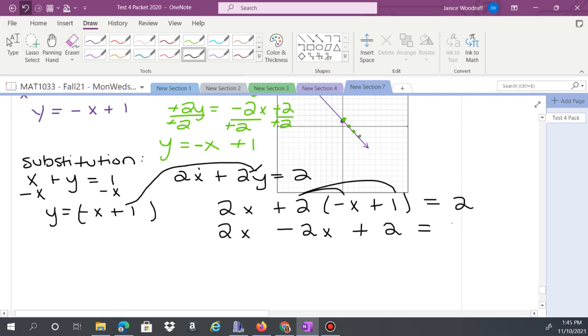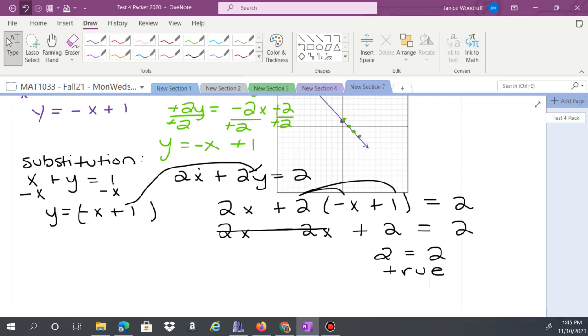2, equals 2. Well, what ends up happening here is 2x minus 2x is 0, and you get the statement 2 equals 2. Well, that's true. 2 does equal 2, but there's nothing to solve for. There's no x or y left. So the variables have eliminated. You get a true statement. That gives you the infinitely many solutions. So that's what would happen algebraically in this case.